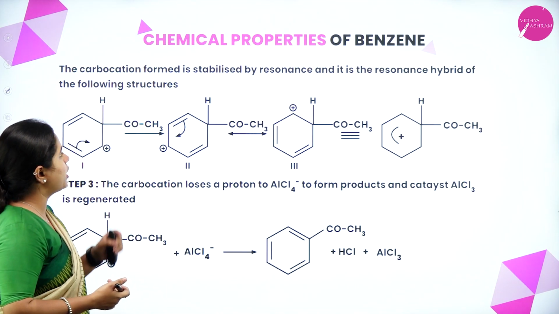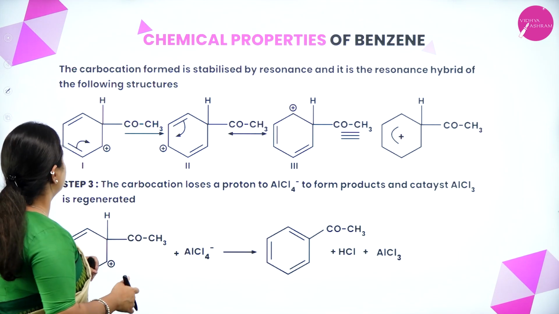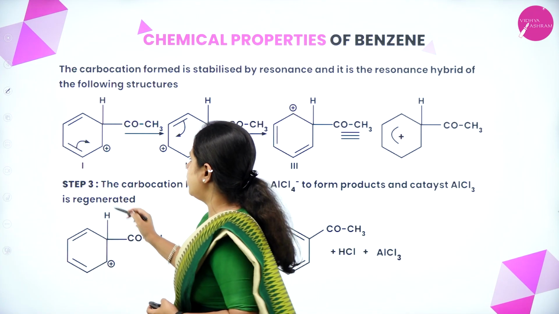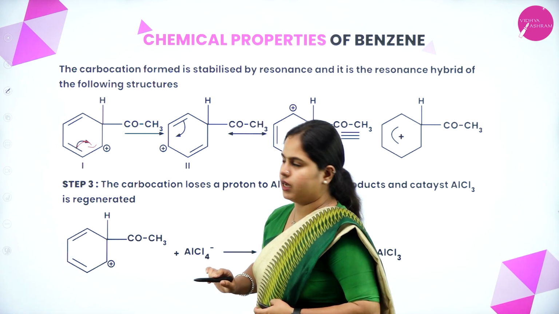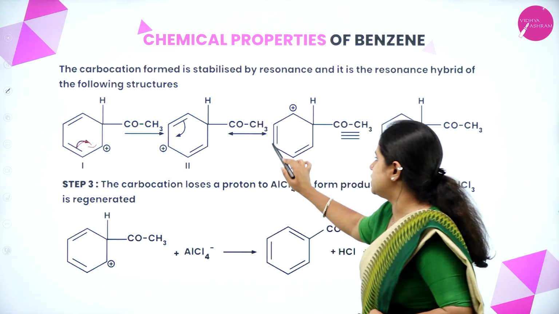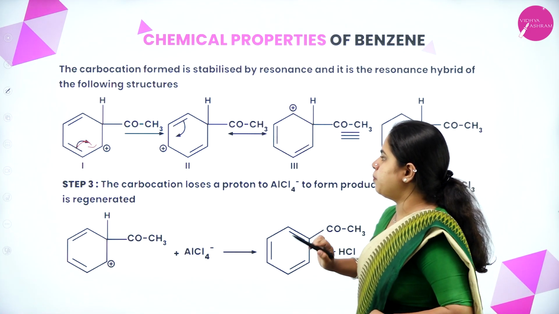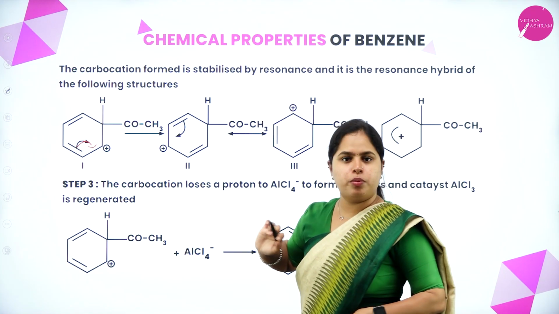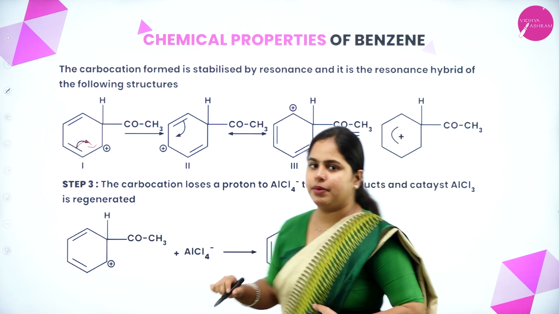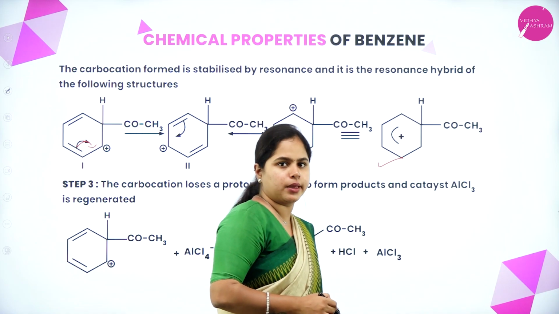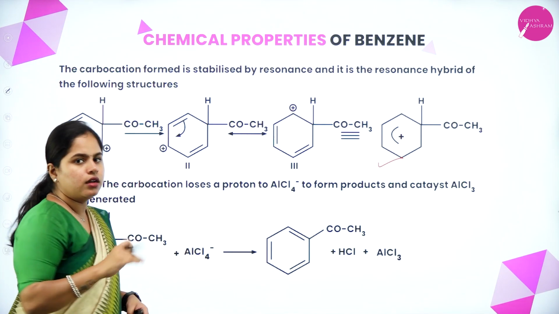As you can see, the carbocation formed is stabilized by resonance, and it is the resonance hybrid of the following structures. This is the first structure. When the double bond shifts here, the positive charge will be here. Now this double bond shifts here, the double bond will be here, and the positive charge will be here, right? In this way, in these three positions, it can be there. That means in the ortho position or the para position. So resonance will take place and the carbocation will be stabilized, and this is how we represent the resonance hybrid of it. It can be in either of these positions, that is why it is shown like this. Okay, now the carbocation is stabilized.